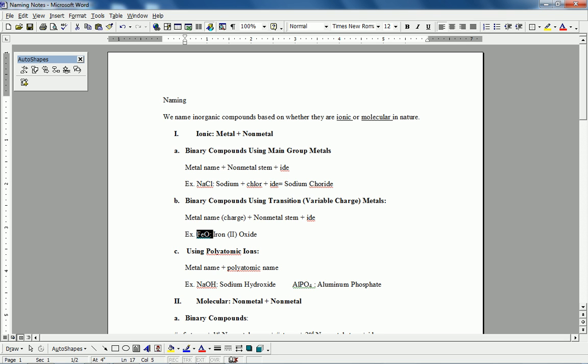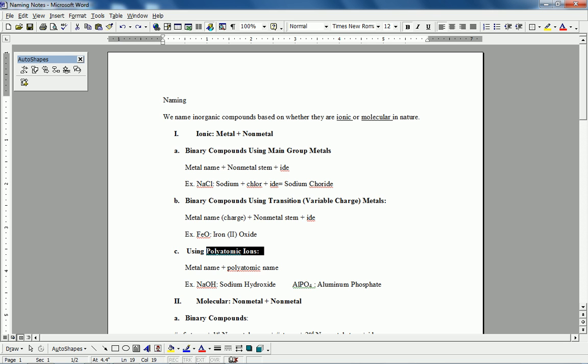Here's iron oxide, as we would just read it, but because iron is a transition metal, we need to give the charge of iron. Since this is a 2- oxygen, this iron must then be a 2+ to balance it. So we know this is the iron 2+ version, or iron 2. So we would say name and charge, iron 2, stem, ox, ending, ide. Name, stem, ide with a charge. Iron 2 oxide.